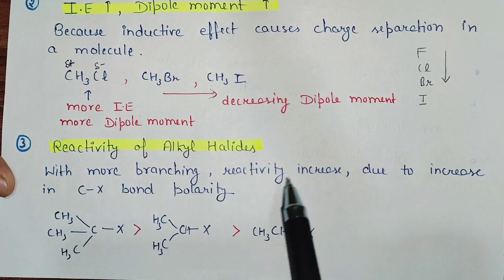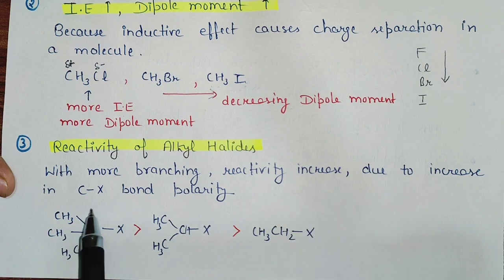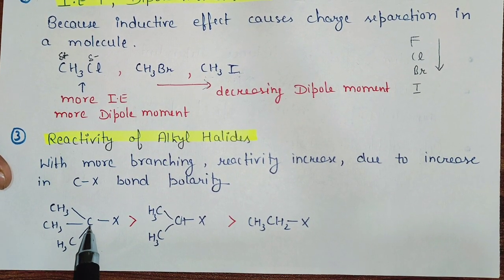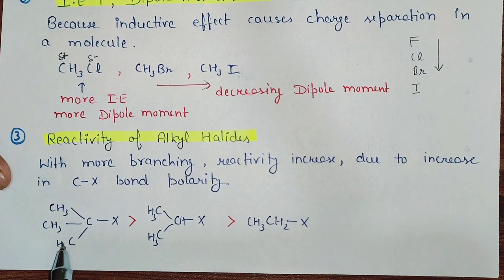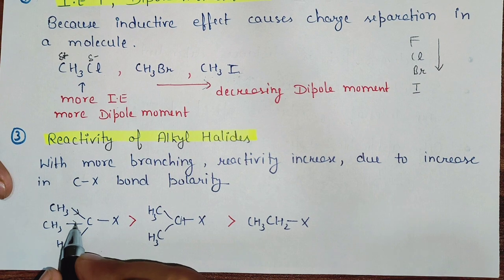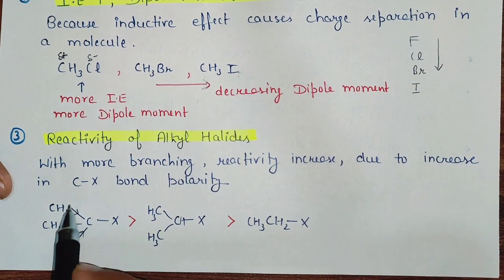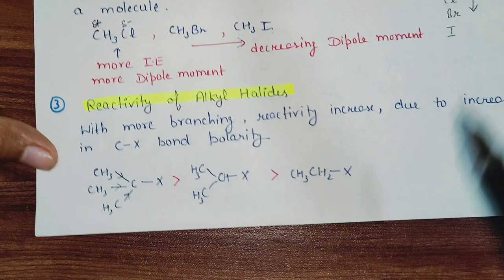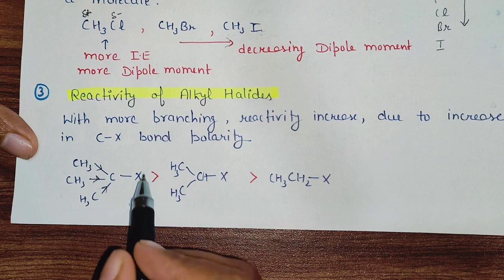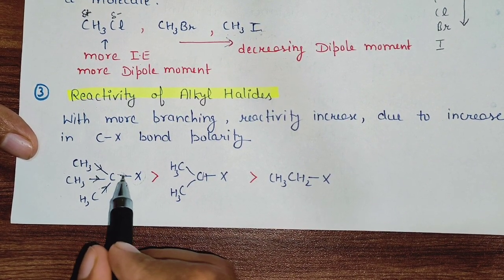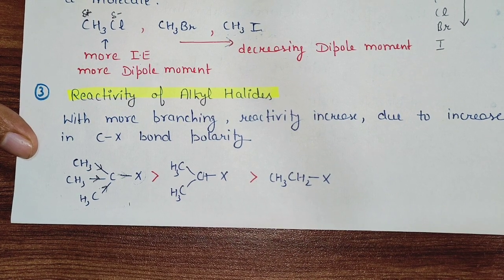With more branching, reactivity increases due to increase in C-X bond polarity. That means, look here, carbon is more branched. Three alkyl groups are attached to the carbon. They will release electrons, because CH3 is an electron releasing group. We have studied here, CH3 is an electron releasing group. It is electron releasing and the halogen is electron withdrawing. It will be satisfied after gaining all the electrons.